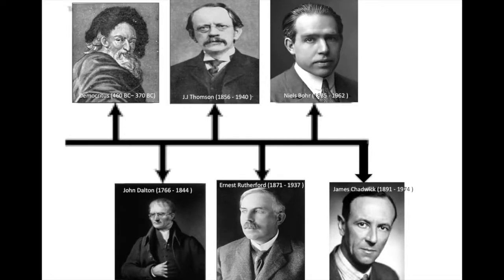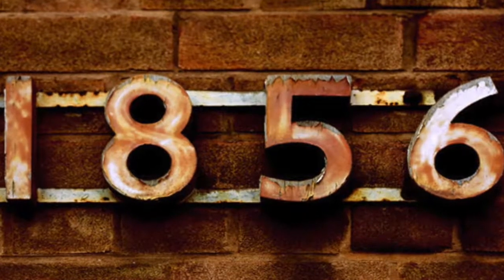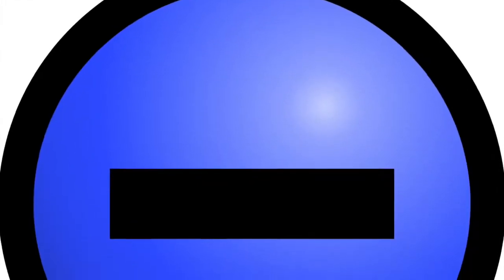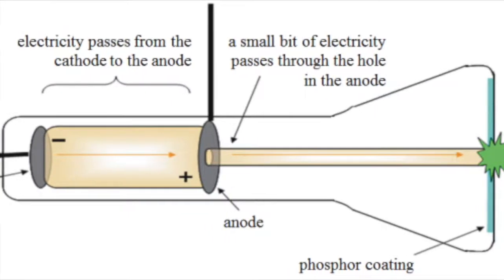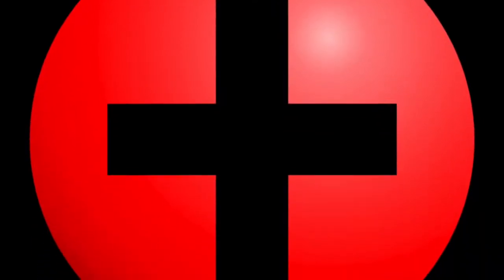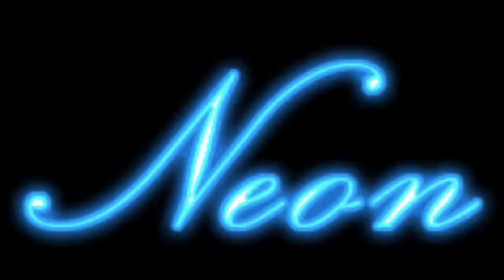The next person we will be discussing is J.J. Thomson. J.J. Thomson was born on 18 December 1856. J.J. Thomson was the first one to discover electrons, also known as the negative charge of an atom. He discovered this through the experiment of cathode. He also discovered a positive charge in atoms through neon gas.